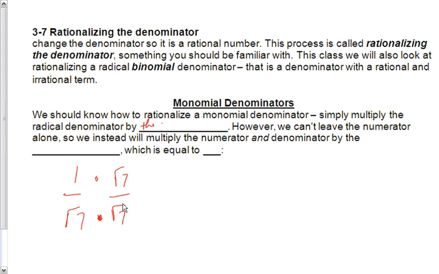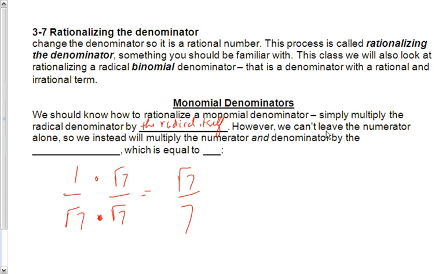All right? So, if we do that, what's going to happen is square root of 7 times the square root of 7 is just 7. Now I have a rational number at the bottom. It's okay to have a radical on the top. That's the whole point, to get rid of it out of the bottom, not the top. Okay? So to rationalize monomials, you're going to multiply the radical denominator by the radical itself.